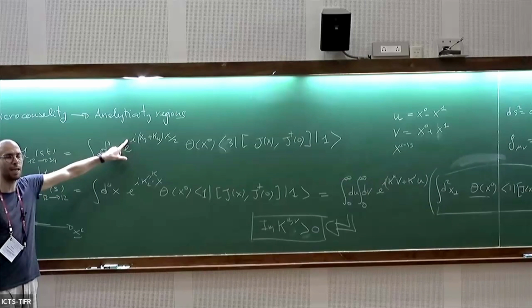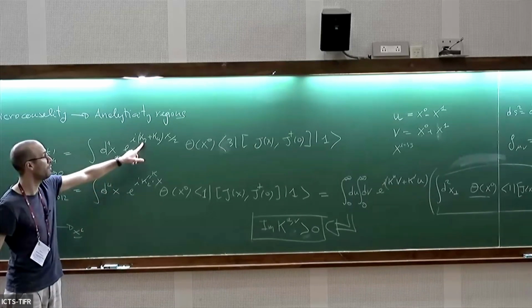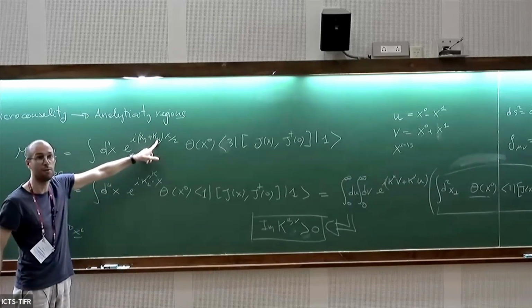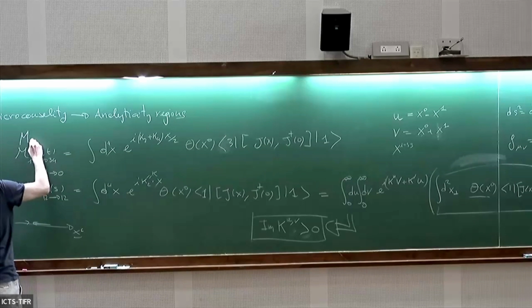I'm still calculating an amplitude. Which amplitude? This is the process 1, 2 going to 3, 4. If I flip the sign of the energy of K2 and the sign of the energy of K4, then I will exchange particles for antiparticles. It will be 1, 4 antiparticle going to 3, 2 antiparticle.